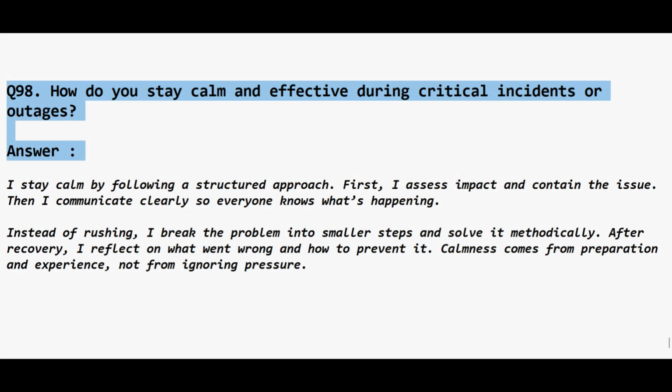Question 98. How do you stay calm and effective during critical incidents or outages? Answer. I stay calm by following a structured approach. First, I assess impact and contain the issue. Then I communicate clearly so everyone knows what's happening. Instead of rushing, I break the problem into smaller steps and solve it methodically. After recovery, I reflect on what went wrong and how to prevent it. Calmness comes from preparation and experience, not from ignoring pressure.